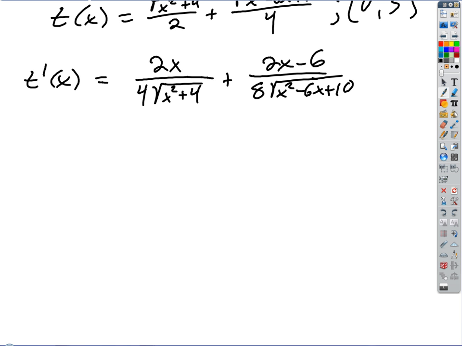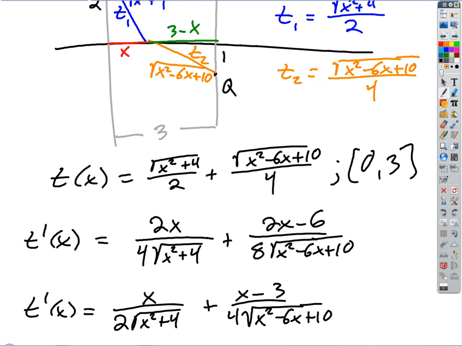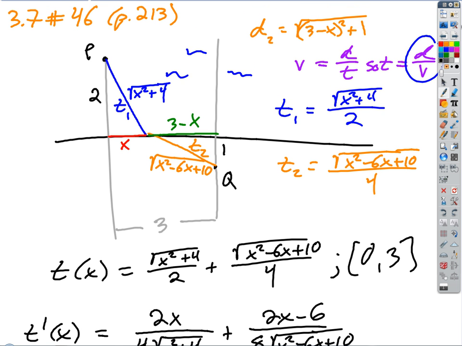How about if we divide top and bottom of both of those by 2? Sure. So we get x over 2 times the square root of x squared plus 4 plus x minus 3 over 4 times that other square root. So is this going to be undefined anywhere? It's not going to be, and it would have been easier to see maybe if we had left it like that, right?